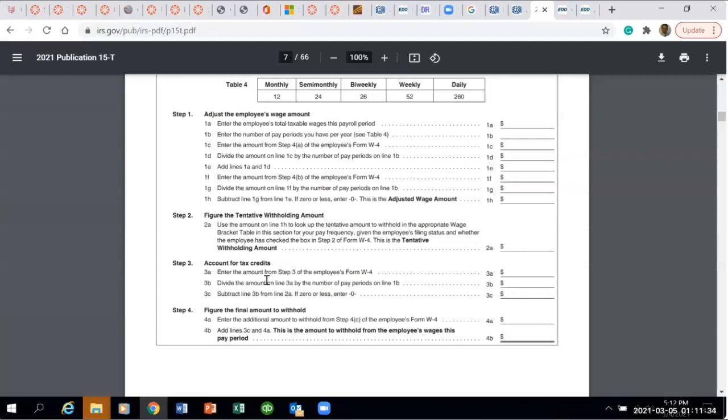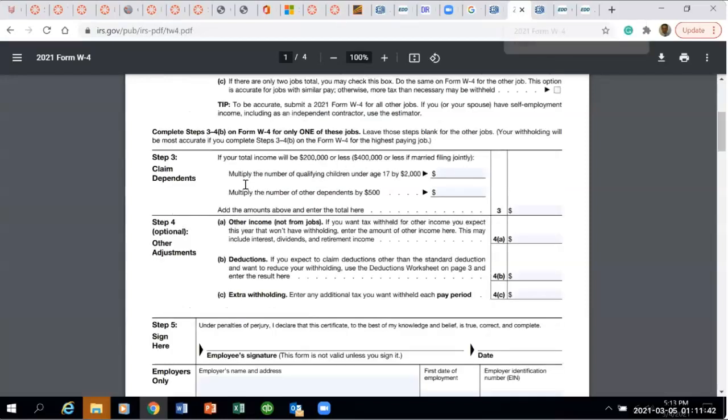And in step 3, enter the amount from step 3 of the employee's form W-4. Let's look at step 3 just so you can be comfortable. So step 3, what's going on? Let's say you have one kid. For one kid under 17 times $2,000, then you have $2,000 here. Perfect. Let's say nothing else. So just 2,000. So you put $2,000 here.